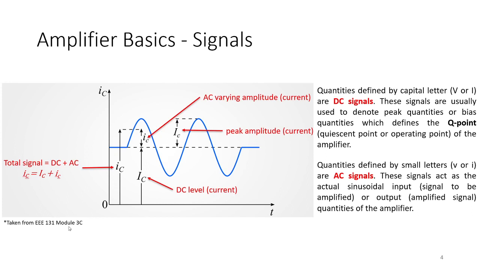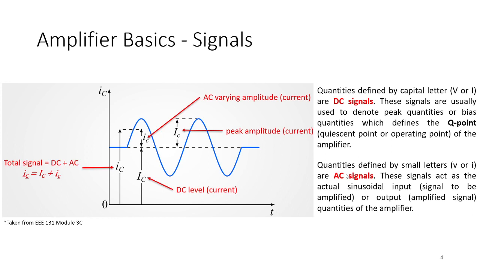In this example, taken from Module 3C, the DC quantities are this one, which shows capital I, small c. When we have this kind of signal, this is a peak amplitude. If both are capital, even the subscript letter, capital I, capital C, this means this is the DC level, the average signal. As you can see, this is a sine wave, and capital I, capital C is the average of this signal. When we have a capital I and a small c, it is considered to be the peak.